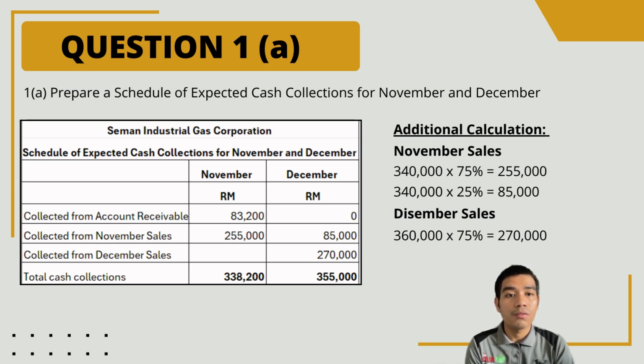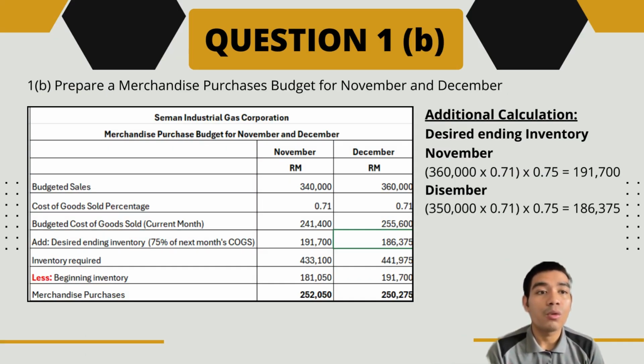And for the amount collected from December sales, we get it from 360000 times 75%, which gives 270000. The total cash collection for November is 338200, while for December the total cash collection is 355000.